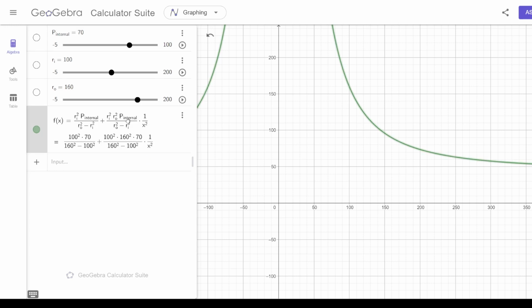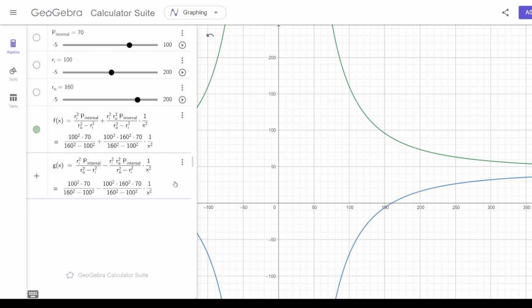But let me write at this time the other equation for the radial stress. So let me select this one, and I'm going to call this one g of x. They're going to be pretty similar. Let's remember that the only change is going to be that sign here.